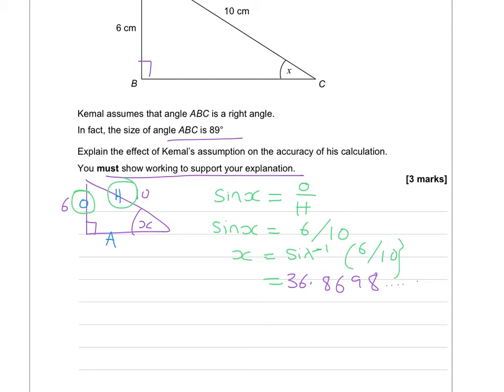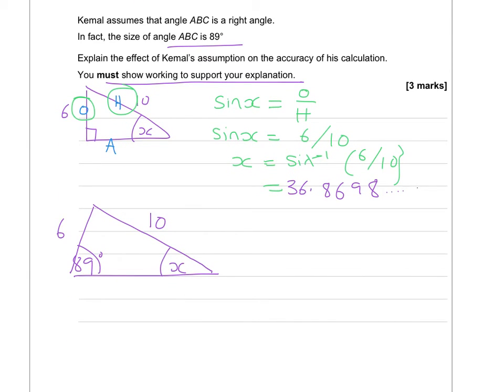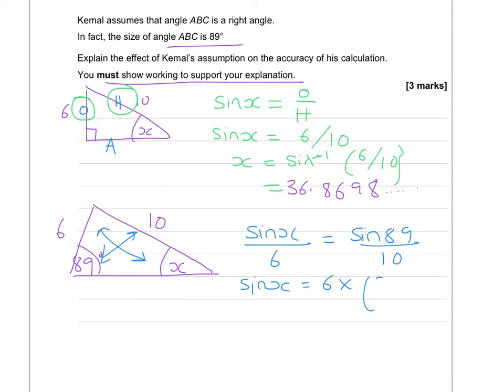Now, using the correct triangle, this isn't an accurate representation of the drawing, but this is our angle of x. That's 6, this side is 10, and this angle is actually 89 degrees. And because this is no longer a right angle triangle, we can't use standard right angle triangle trigonometry. What we can do is use the sine rule because we have opposite pairs of sides and angles. So sine x over 6 will equal sine 89 over 10. Sine x would equal 6 multiplied by sine 89 over 10.